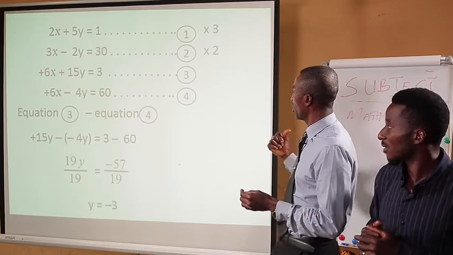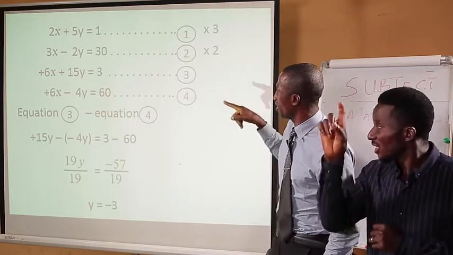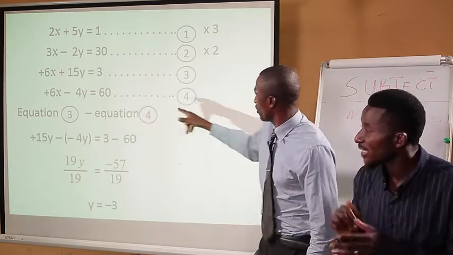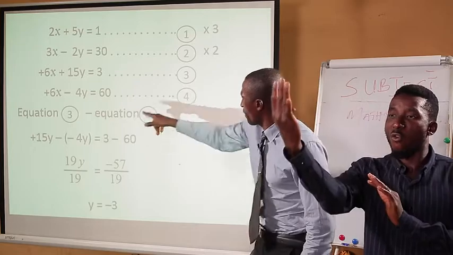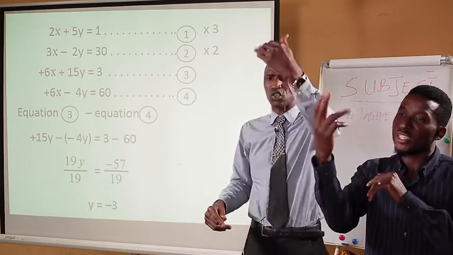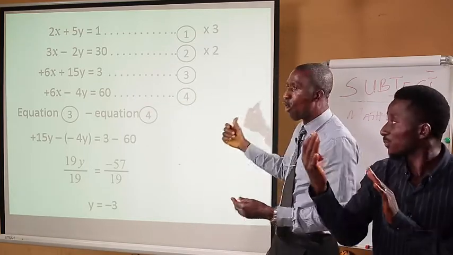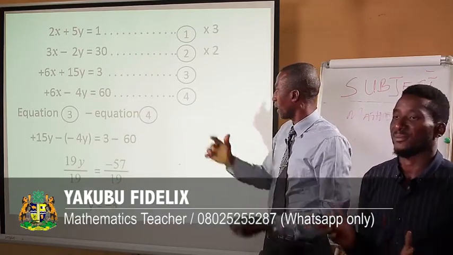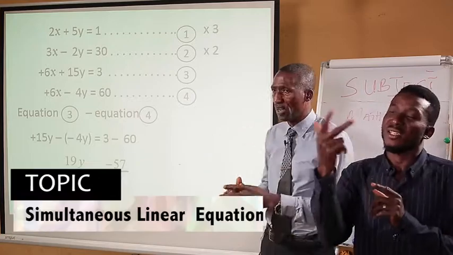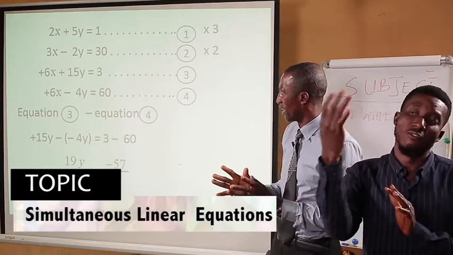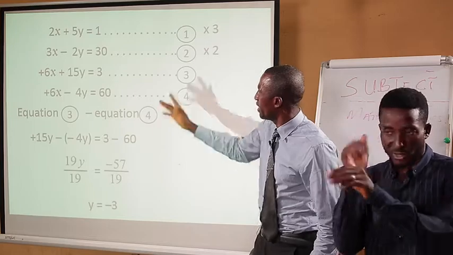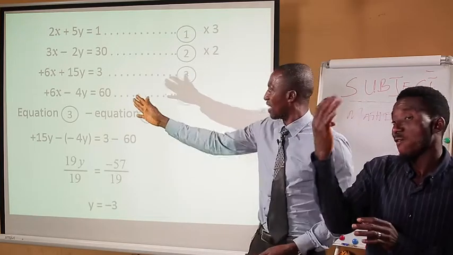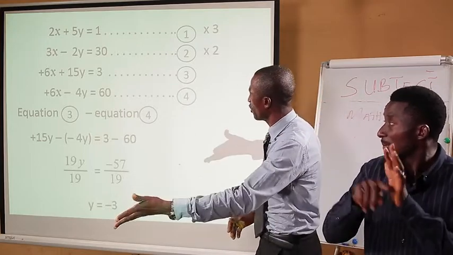So by simplification, I said equation 3 minus equation 4. You can also choose to put it this way, equation 4 minus equation 3. You all arrive at the same answer. So by simplification, we have 6x minus 6x will give you 0.